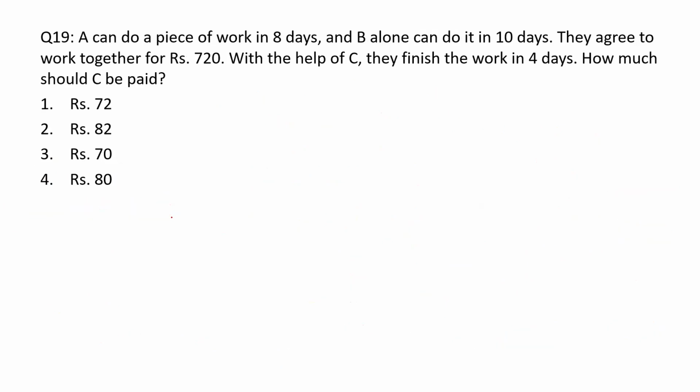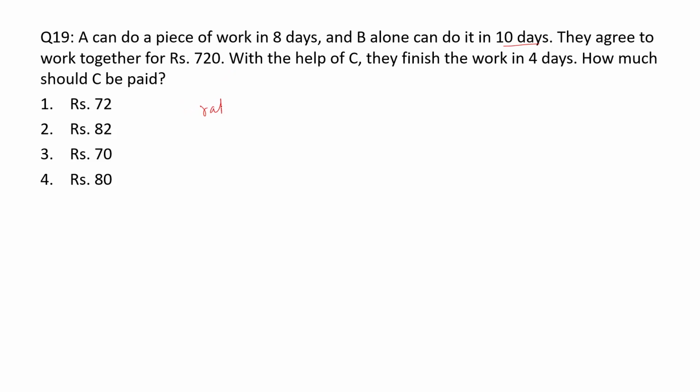Next problem. This is a work done problem. A can do a piece of work in 8 days. B alone can do it in 10 days. They agree to work together for 720 rupees. Now, with the help of C, they finish the work in 4 days. How much should C be paid? See, how much you have to pay to someone depends on the rate, so how efficient that person is.